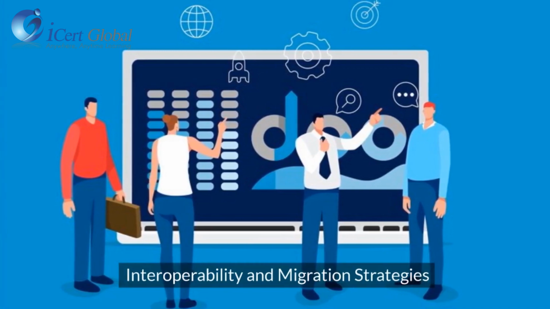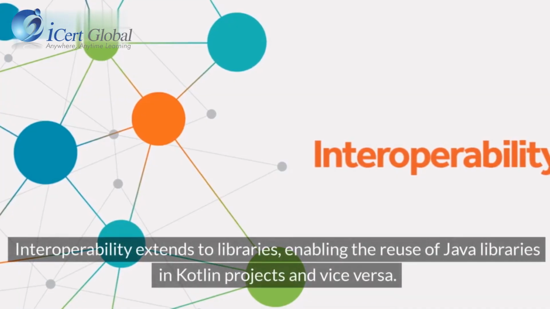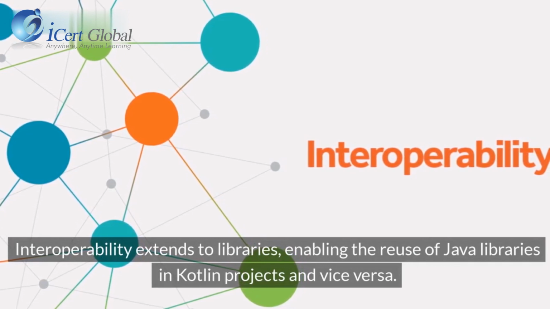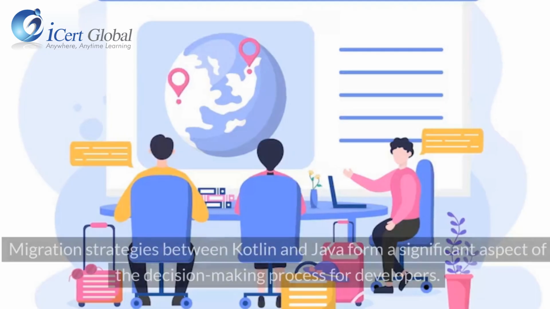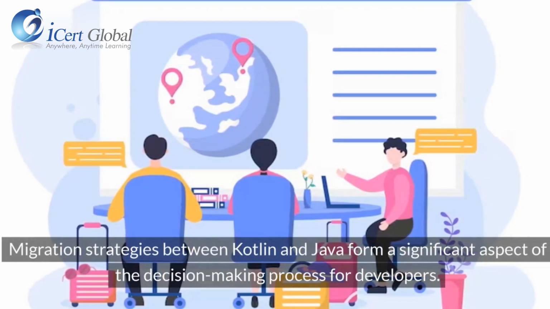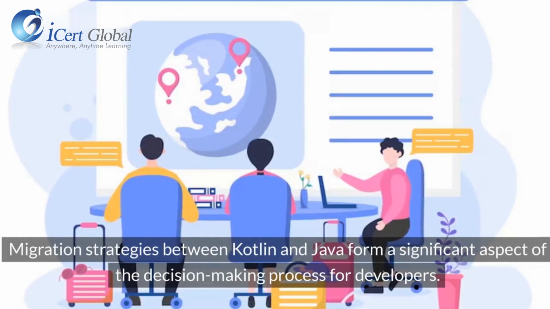Interoperability and migration strategies. Interoperability extends to libraries, enabling the reuse of Java libraries in Kotlin projects and vice versa. Migration strategies between Kotlin and Java form a significant aspect of the decision-making process for developers.